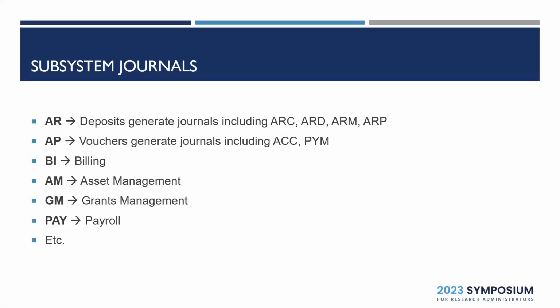These are just some examples of the different types of subsystem journals. For example, accounts receivable generate deposits that have journal source names ACR, ARD, ARM, and ARP. Accounts payable vouchers generate journals including ACC, PYM. The BI stands for billing. AM is asset management journals. GM is grants management journals. PAY is payroll journals, and there are many others.